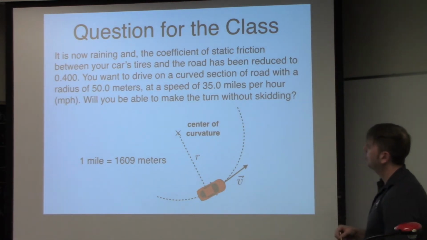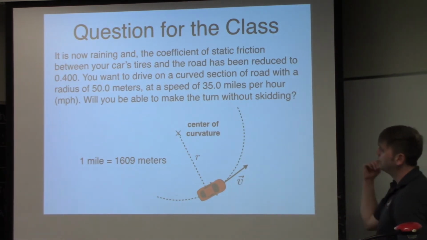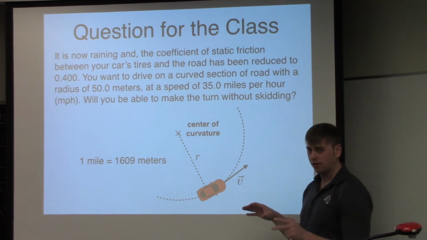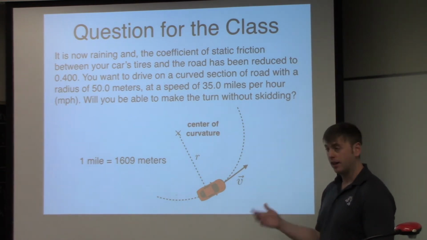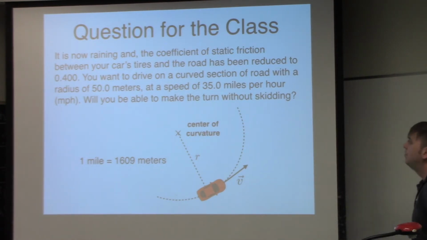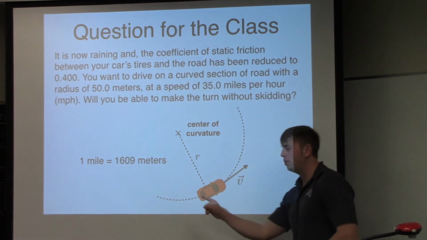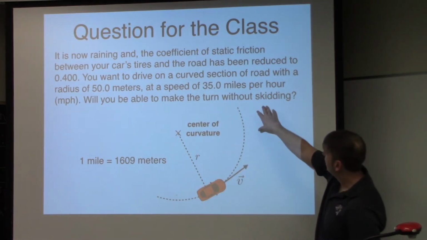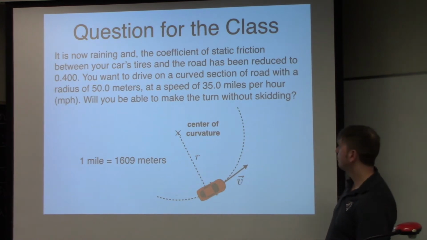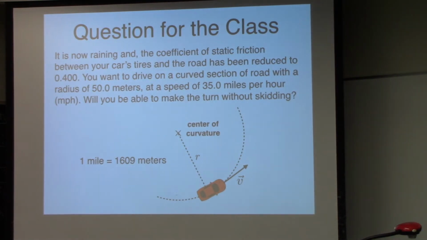Okay, so the question says, it's now raining, and the coefficient of static friction between your car's tires and the road has been reduced to 0.4. So there's less of a static friction coefficient than there was before. That's what happens when the road is wet. Mu s just goes down when the road is wet. If you want to drive on a curved section of road with a radius of 50 meters, just like before, and you want to go 35 miles per hour, okay, that's the speed you want to take the turn. Are you going to be able to make it without skidding? That's the question. So again, pause the video, think about this, try to work it out, and then we'll come back to it.